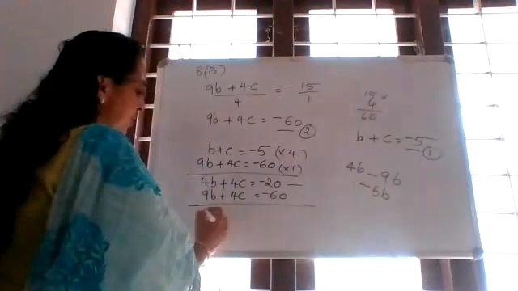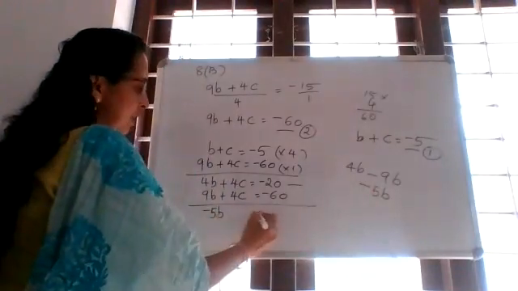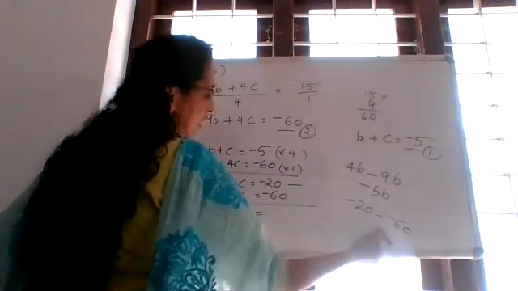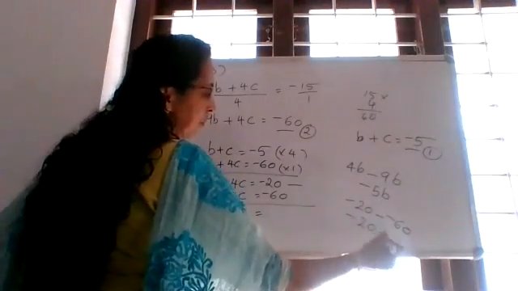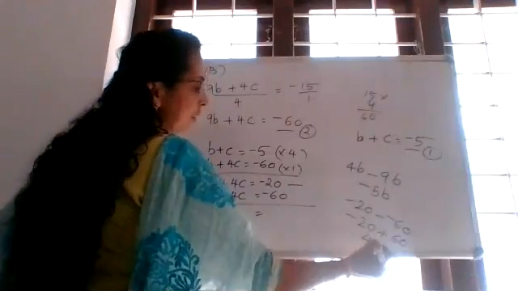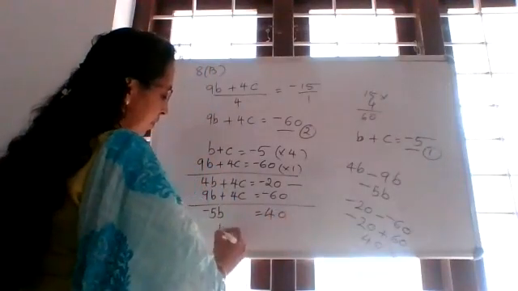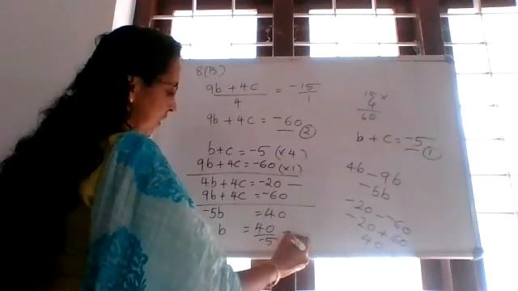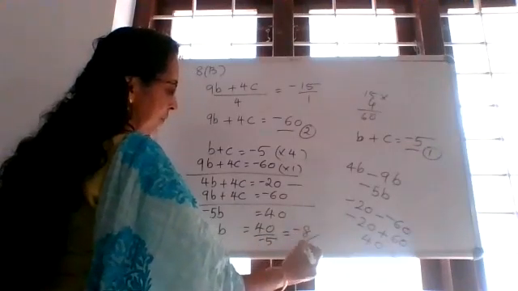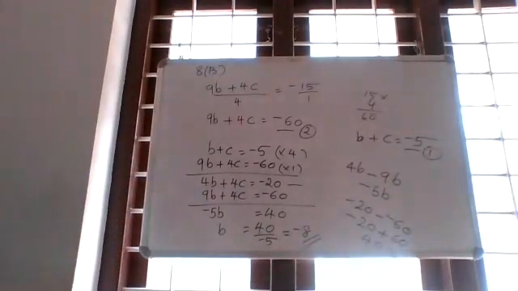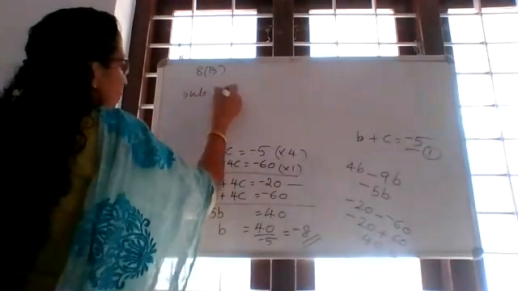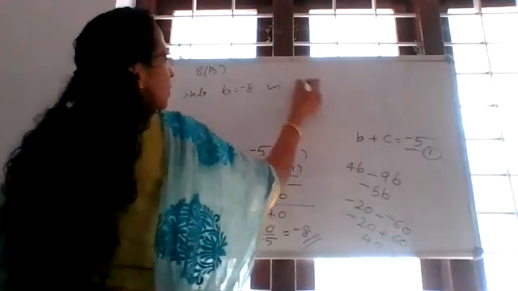So it will be negative 5B is equal to negative 20 plus 60. So it will be 40. B is equal to 40 divided by negative 5. So it's equal to negative 8.